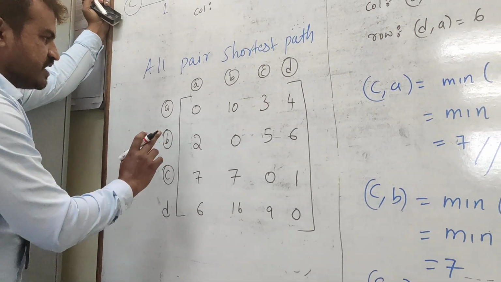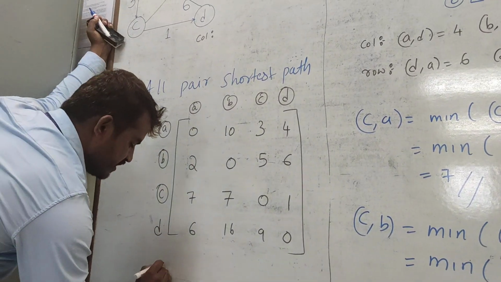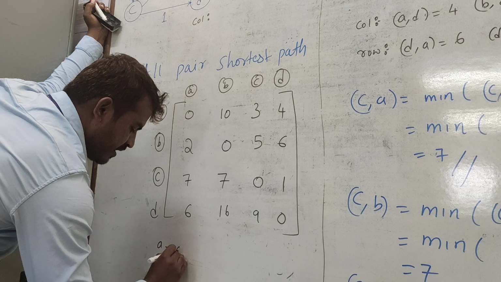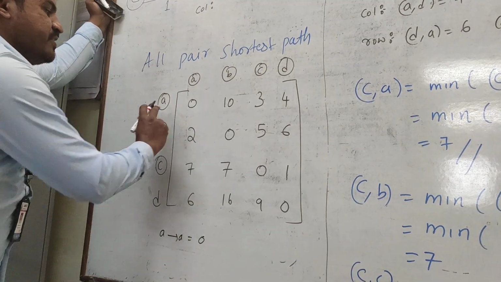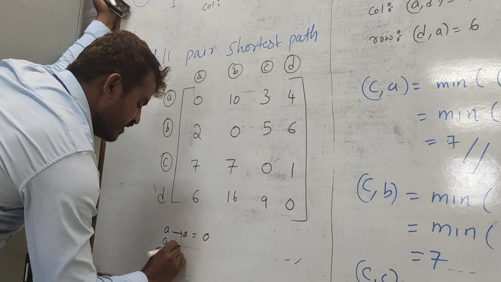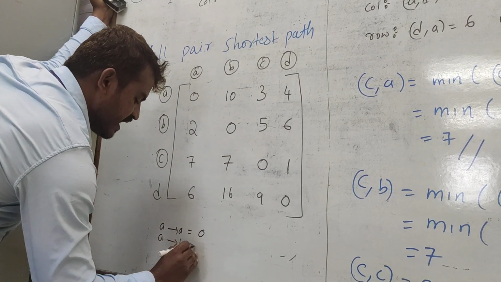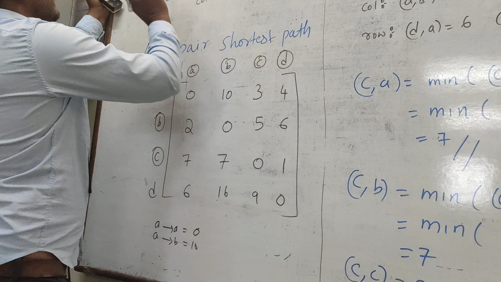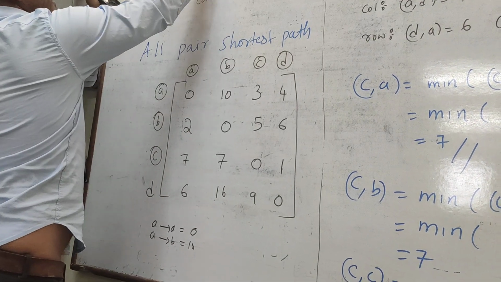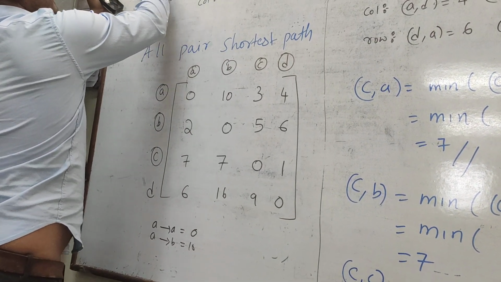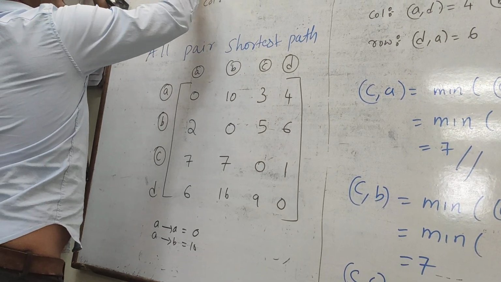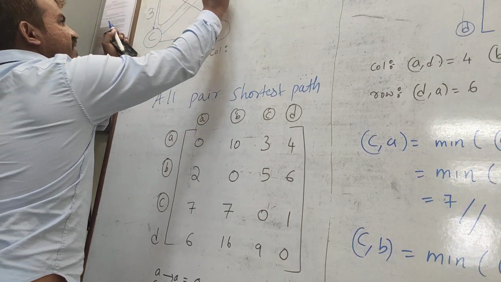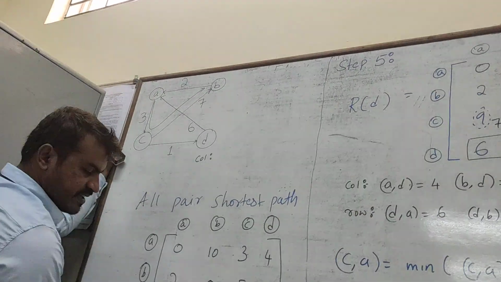Then, what do we understand from A to A? That actually means the distance from A to A is 0. A to B is 10. That actually indicates that if you want to go from A to B, we can't go directly; you have to travel this way. That is 3 plus 7 is 10. The value is 10 here.